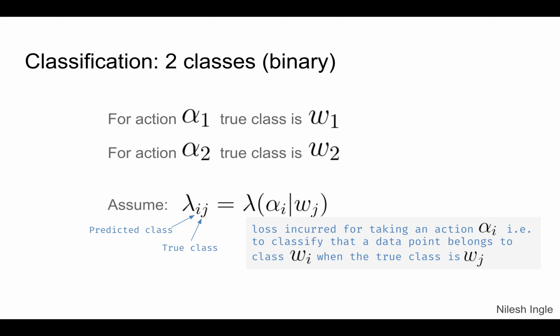And for the loss, we have a slight change in notation, writing this term on the right hand side. What this means is the loss incurred when we take an action to classify a sample as belonging to class i, when the true class is j. So that's what this lambda ij is telling us.